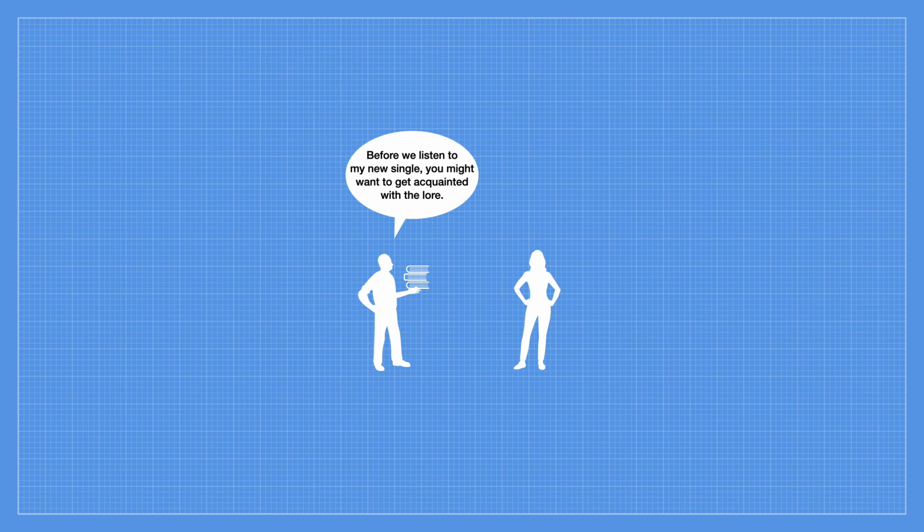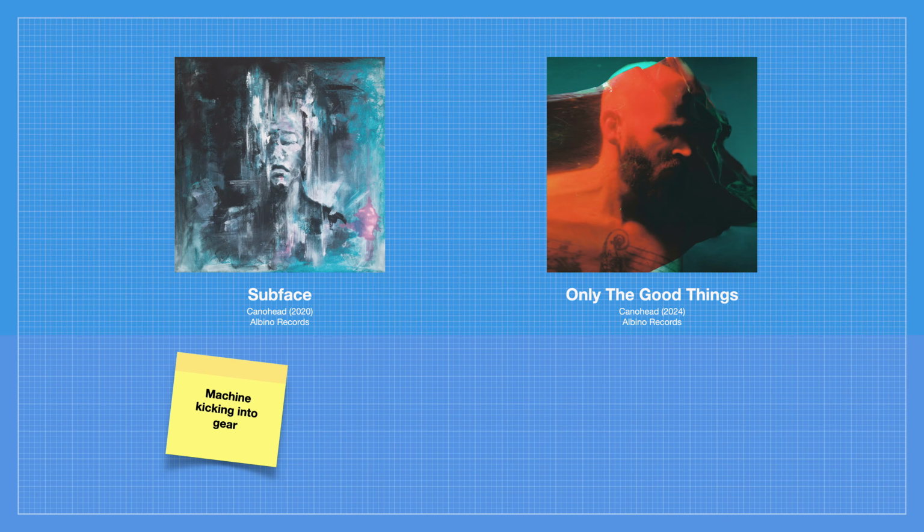Give them easy access. On Subface, I start with the sound of an electric guitar that I ran through a tremolo, like a machine kicking into gear. Only the Good Things starts with the dial tone of a phone. Both songs take a while before they turn into something resembling music. And that's intentional. I want my album to start in an iconic way with a new sound you haven't heard before. It's almost more like an audio logo or a trailer. It captures the entire experience of the record in a few seconds.